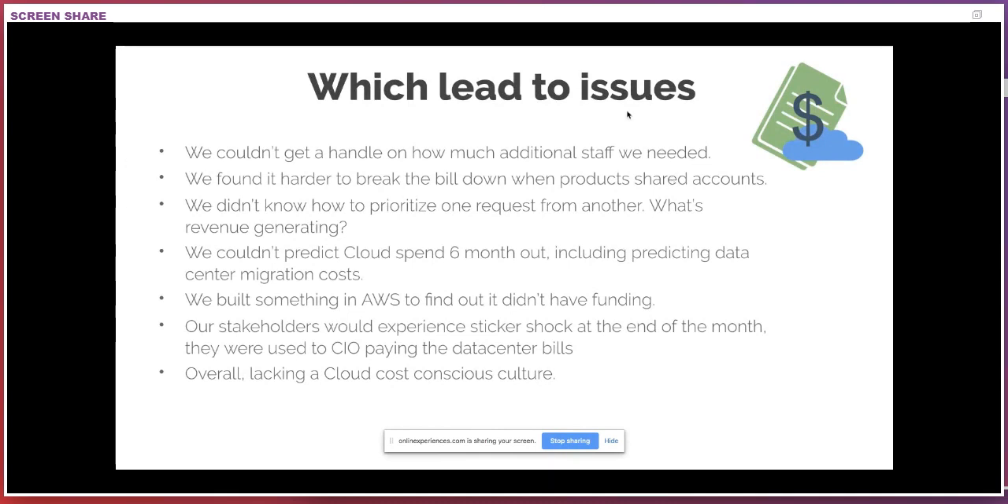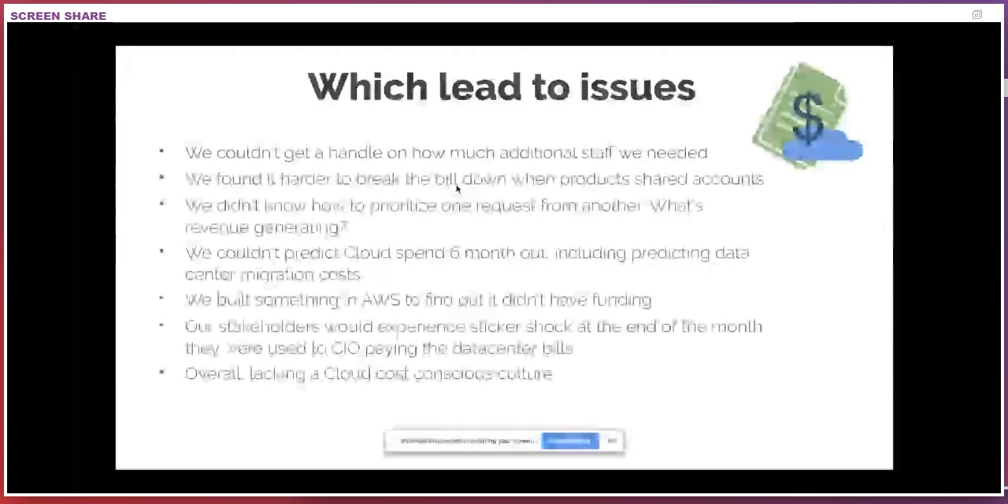We couldn't predict cost spend even 6 months out, and this included predicting what it would cost to do data center migrations. We built something in AWS only to find out it actually didn't have any funding behind it. And many of our stakeholders would experience sticker shock at the end of the month, where all of a sudden they were being charged for their cloud usage, and they were used to the CIO paying for their entire bill. So they weren't used to that. And overall, we were just lacking a cloud-conscious culture. We were just spending money without thinking about what the impact would be to the business.